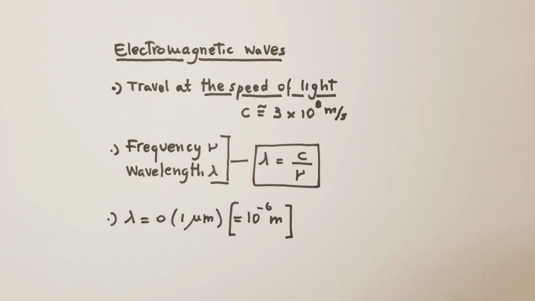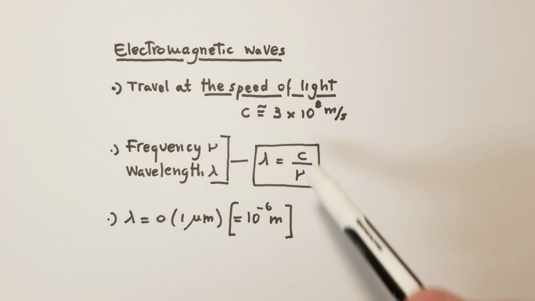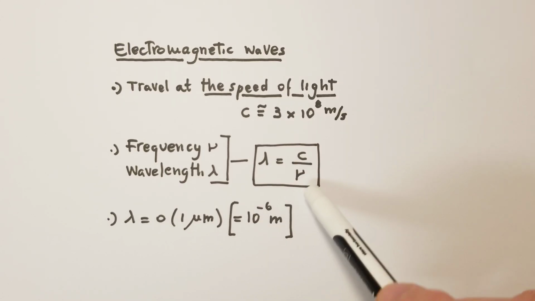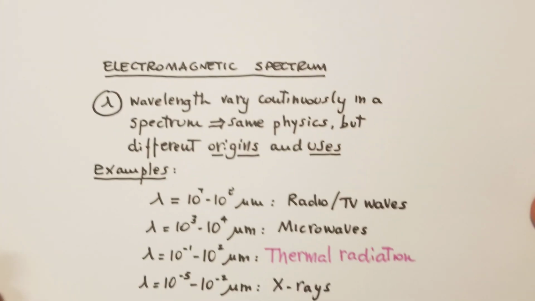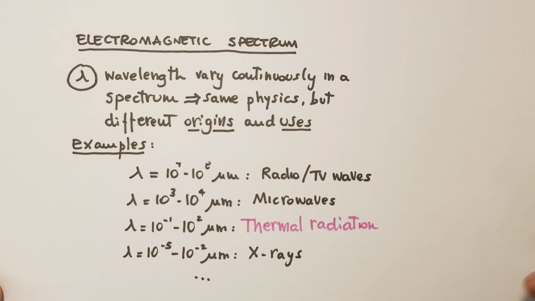Electromagnetic waves are characterized by a frequency and a wavelength, and the wavelength can be computed as the ratio between the speed of light and the frequency. The typical wavelength of electromagnetic waves that transfer thermal energy is about 1 micron, that's 10 to the minus 6 meters. But electromagnetic waves can have all sorts of wavelengths.